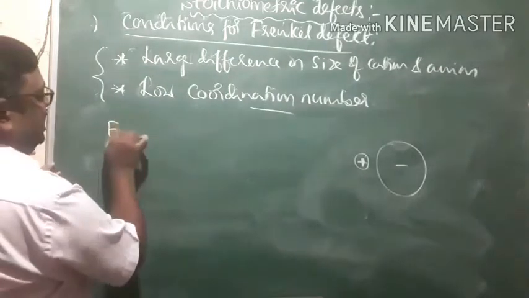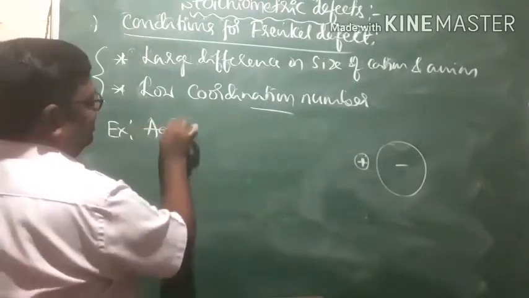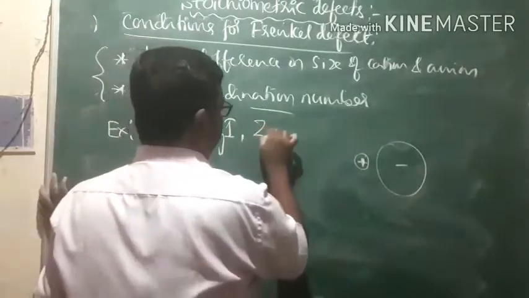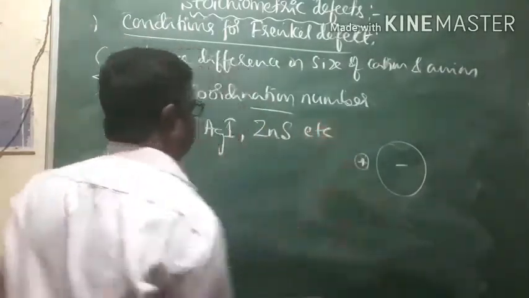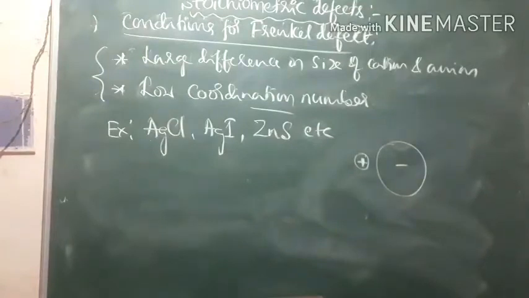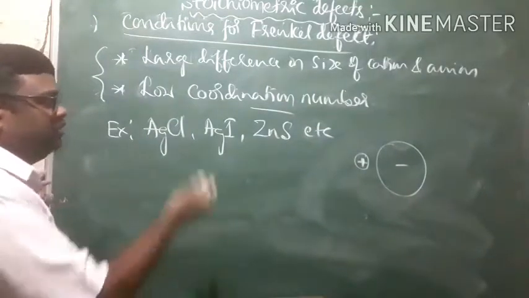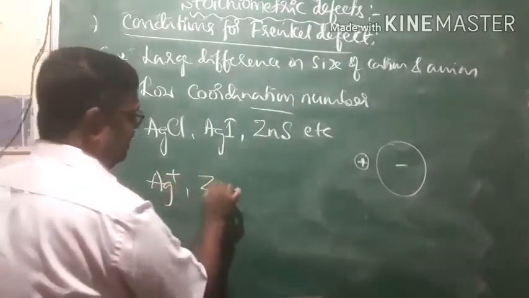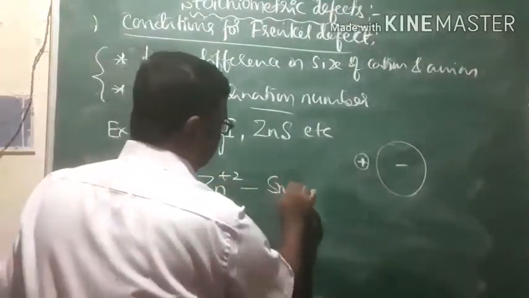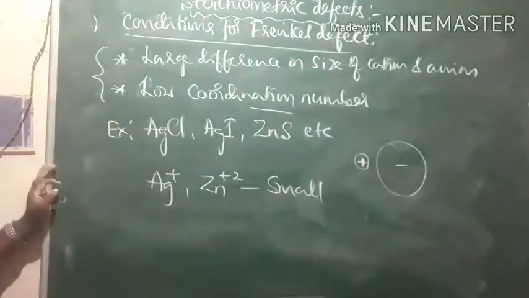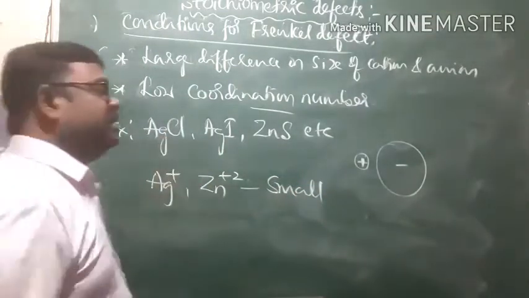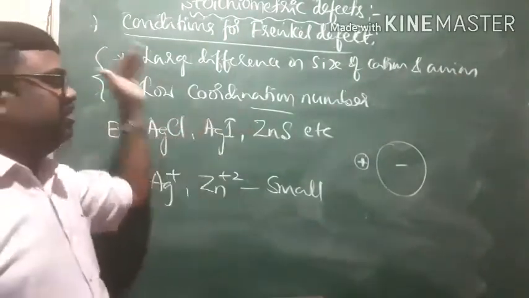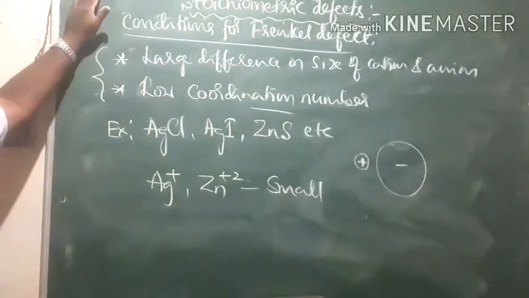Examples for ionic compounds with Frenkel defects would be AgCl, AgI, and of course ZnS. These are the examples of ionic compounds which will undergo what we call Frenkel defect. Here you just observe silver cation and Zn2+ ions are very very small cations, and therefore they can occupy the interstitial sites of the crystal lattice, and because of that they will undergo Frenkel defect.